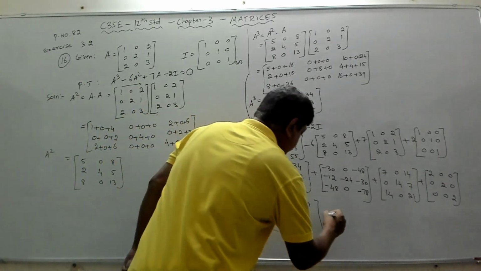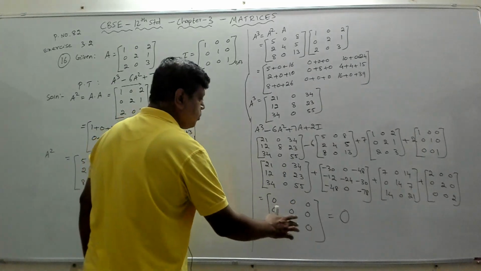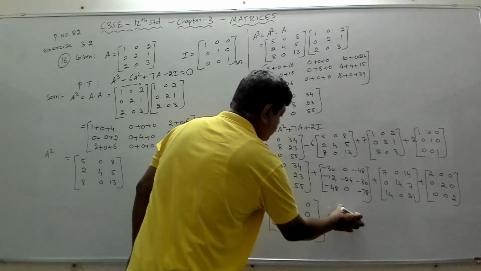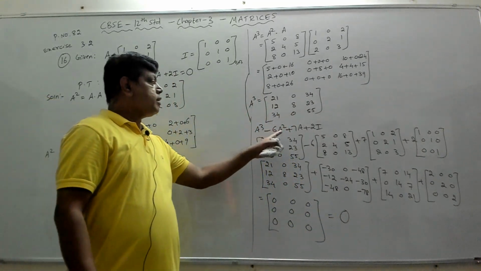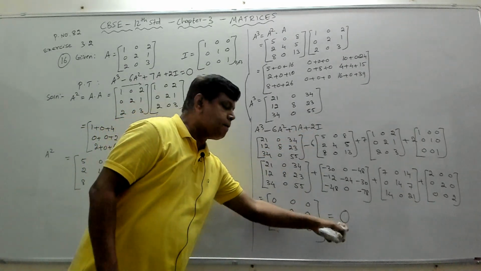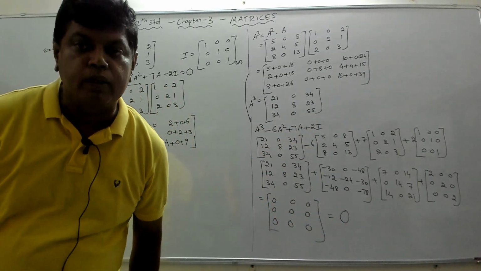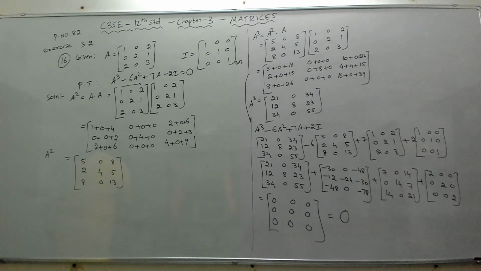So finally your answer is 0. The 0 matrix, we are representing that by this. So we have proved that A cube minus 6A square plus 7A plus 2I equals 0. Clear? So all of you can pause the video and take the notes. I'll go to the next problem.